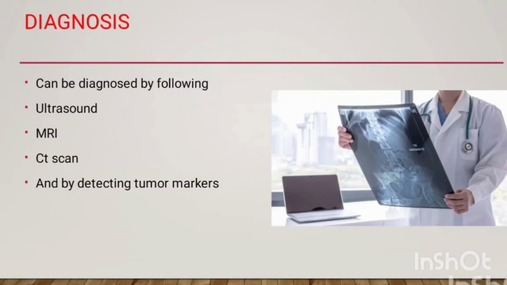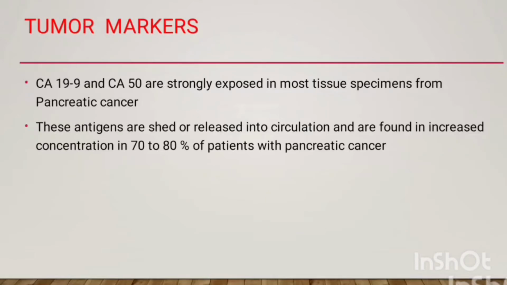and by detecting tumor markers. So, which tumor markers are most commonly used? There are mainly two tumor markers. First one is CA19-9 and the second one is CA50. They are strongly expressed in tissue specimens where pancreatic cancer is present. So if we take a tissue specimen of pancreas of a patient with pancreatic cancer, then there will be two tumor markers. These are CA19-9 and CA50.